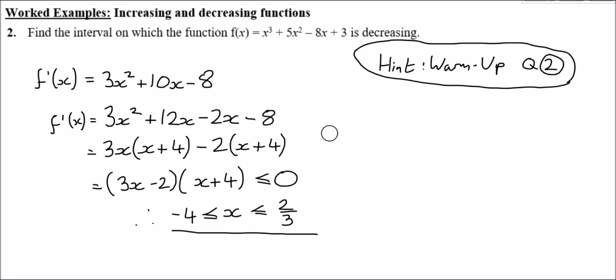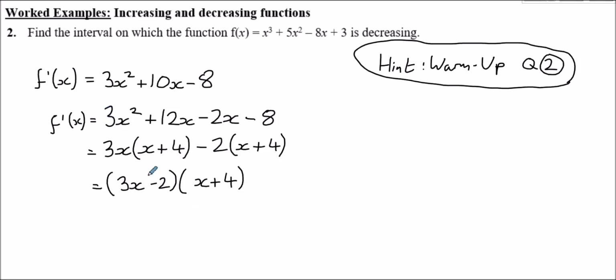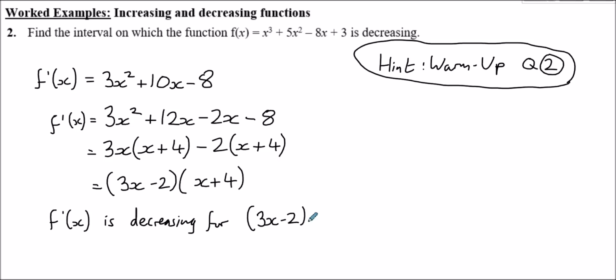So all I'm doing here is just showing you whereabouts this function ends up going if we were to factorize it. And so we've got this. And so it's going to be decreasing where this is going to be less than 0. So we can write this down now. So f dashed x is decreasing for when this expression here, 3x minus 2, x plus 4, is less than 0.